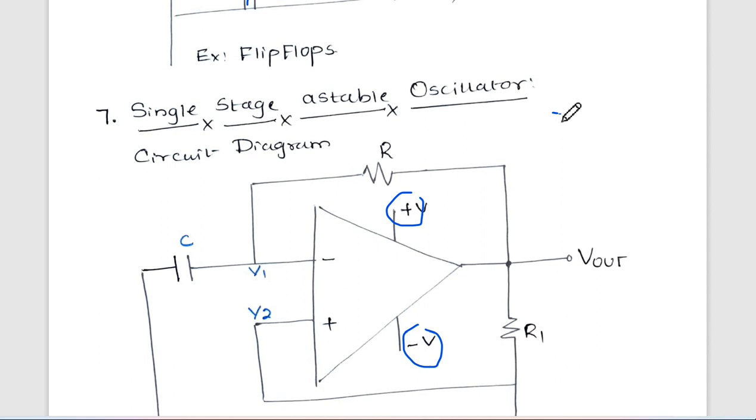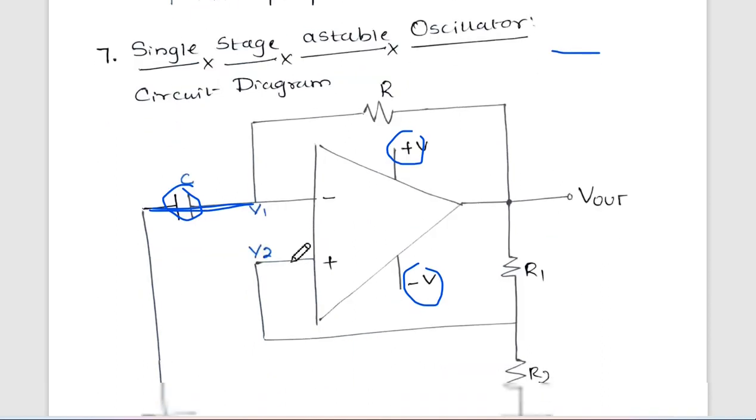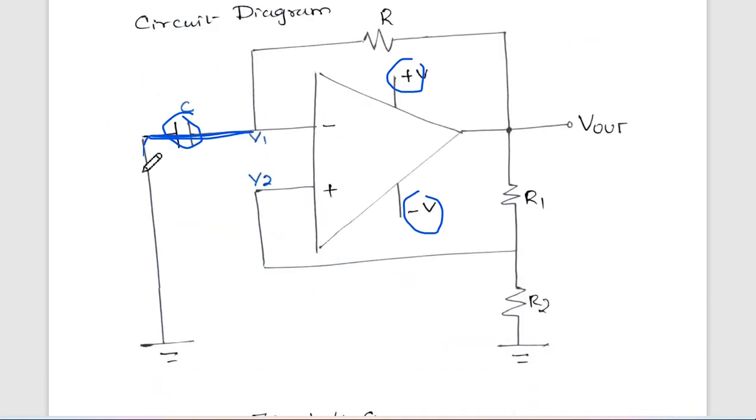Zero voltage is represented by short circuit. If you replace this capacitor by short circuit, what will happen? This V1 will come directly in contact with the ground. In that case, what will be the V1 value? In that case, V1 value will become 0.